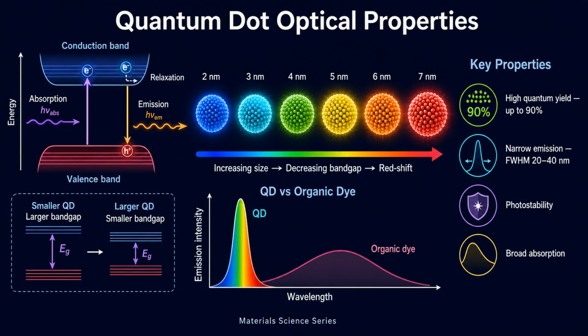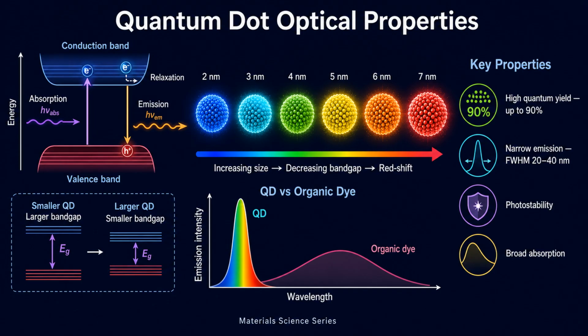Quantum dots exhibit size-tunable photoluminescence through quantum confinement. When a photon is absorbed, an electron is excited from the valence band to the conduction band, leaving behind a hole. This electron-hole pair, called an exciton, is spatially confined within the nanocrystal. After rapid relaxation to the band edges, the electron and hole recombine, emitting a photon.